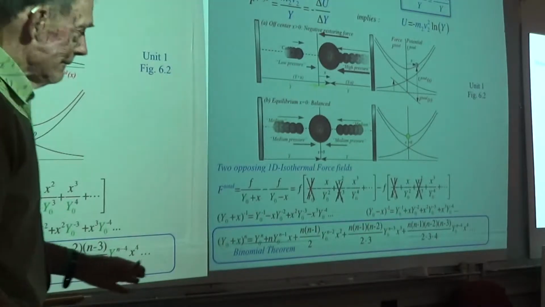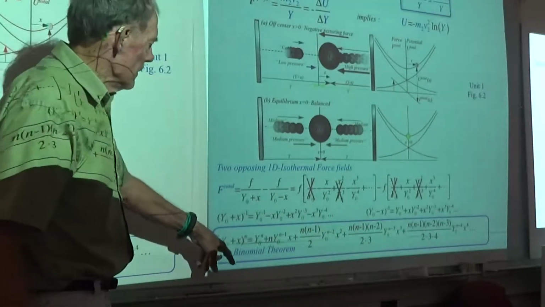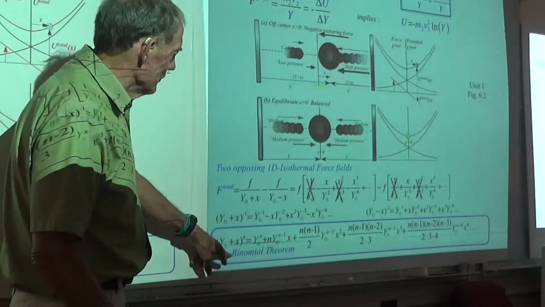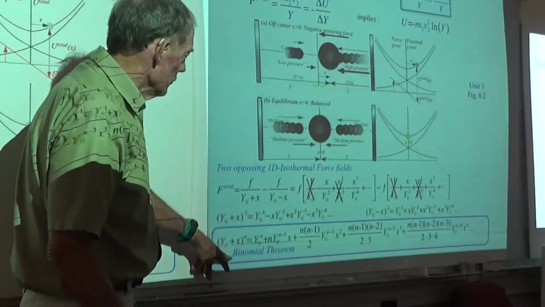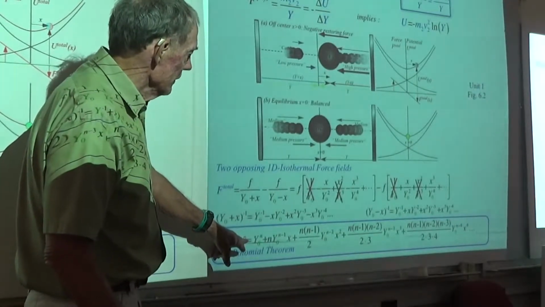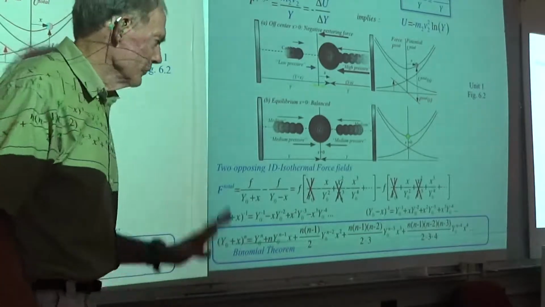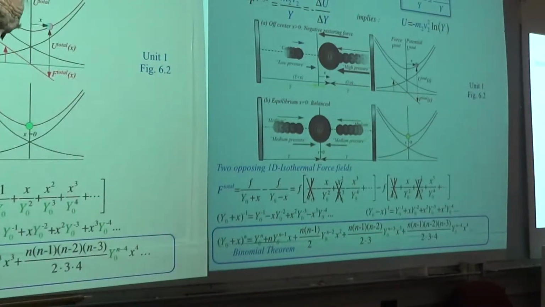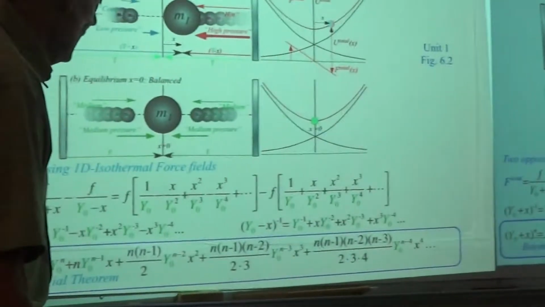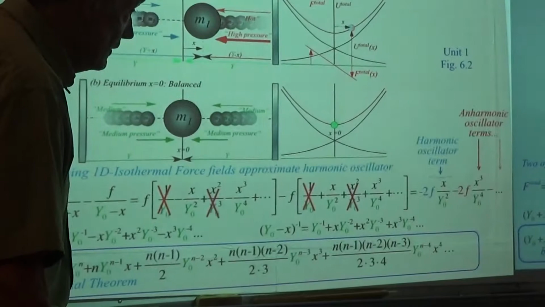In case you weren't keyed in here today, we're just using the binomial theorem with n equals minus 1 here. These are series you should be aware of, just for general purposes. This one particularly, and that one right there. Those are the two that we're adding together to make the force law.